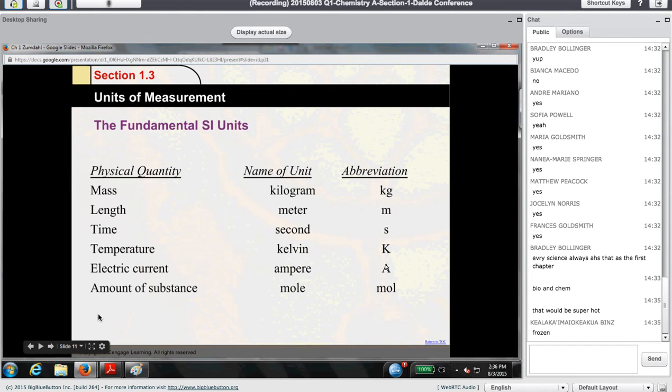So when we talk about mass, we refer to things as kilograms. When we talk about length, we refer to things as meters. Time is seconds. Temperature is Kelvin. Electric current is angstroms, or not angstroms, amperes. Amount of substance we actually call a mole. I'll teach that to you guys later on. It's abbreviated MOL, by the way.